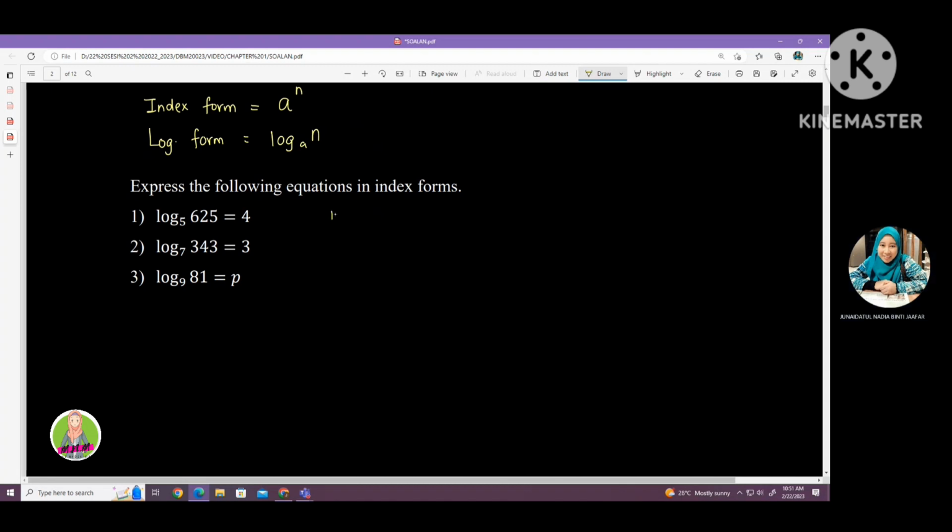Okay. So question 1. Log 625 base 5 is equal to 4. Okay. So cara dia, nombor yang ada dekat sini, 625 ni kita just tulis je balik. 625 equal to. Sekarang ni kita nak jadikan dia index form. Untuk jadikan index form mesti ada base. Dalam log ni base kita yang nombor kecil bawah ni, 5. Jadi, kita punya base bagi index form adalah 5. Base 5 to the power of 4. Yang ini jadi kuasa 4.